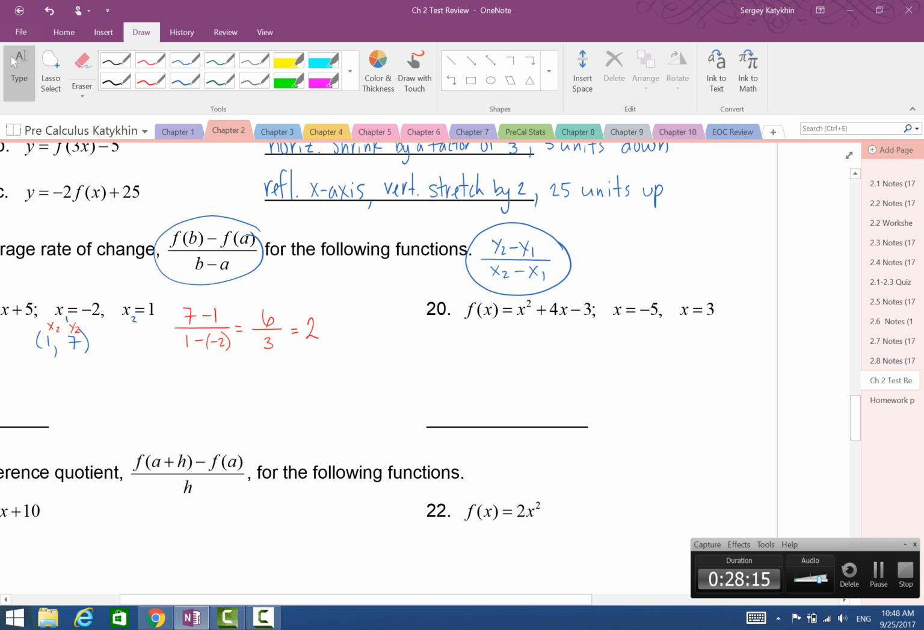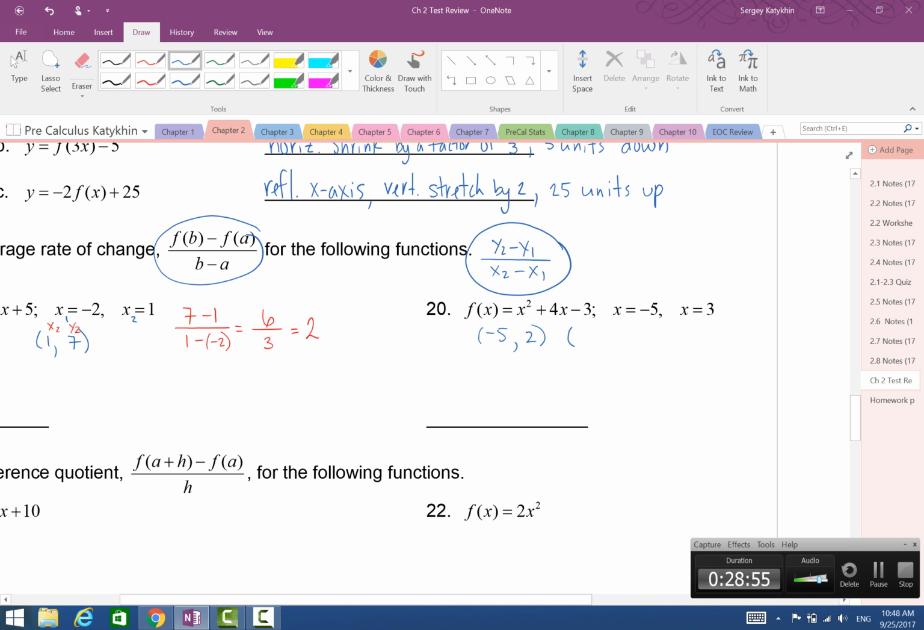Similar concept, but this time I'm plugging in -5 and +3. So first, to get your first point, plug in -5 into the function. So -5 squared will be 25. So again, we'll get +25. Then we have 4 times -5, which gives me -20. And then minus 3. So 25 minus 20 will give me 5, and 5 minus 3 would be 2. So my output would be 2 there, or my y would be 2.